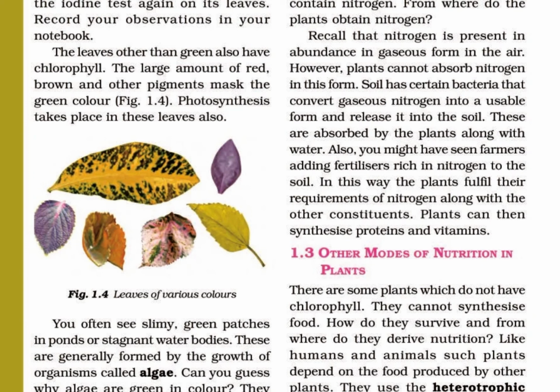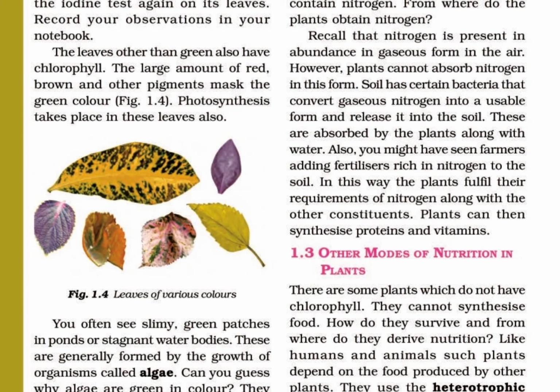So this usable form of nitrogen is absorbed by the plants along with the water. Also, you might have seen farmers adding fertilizers rich in nitrogen to the soil. In this way, the plants fulfill their requirements of nitrogen along with the other constituents.